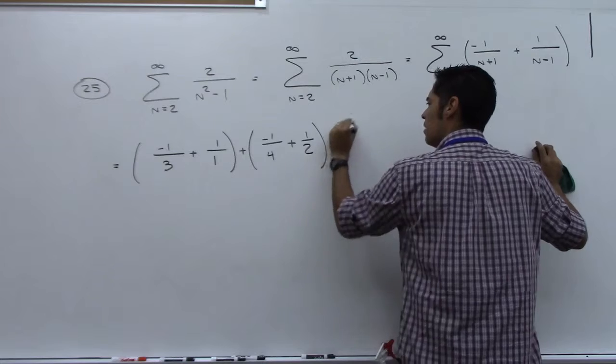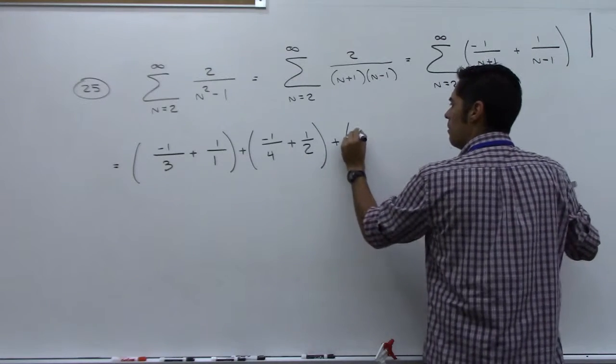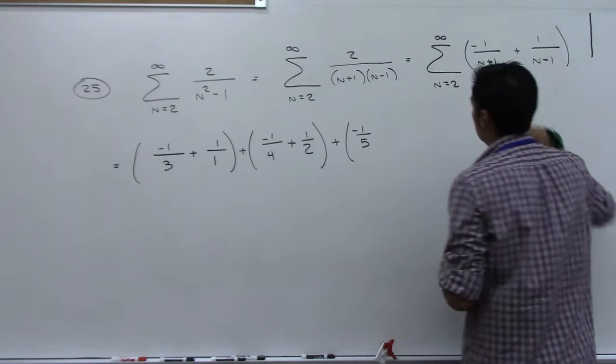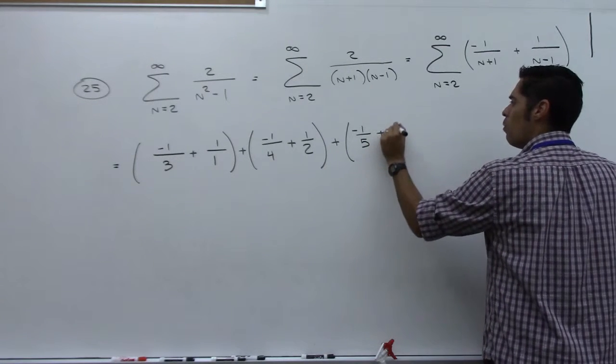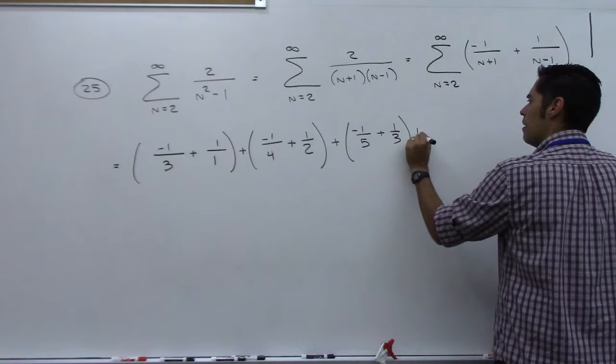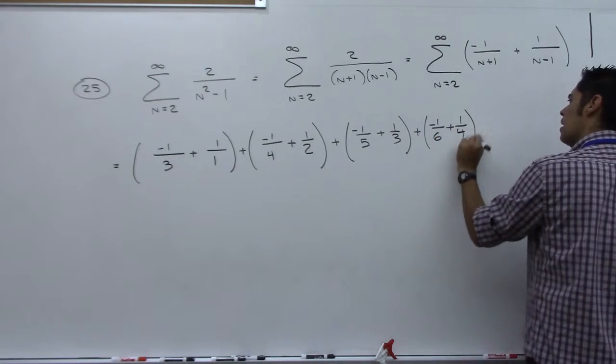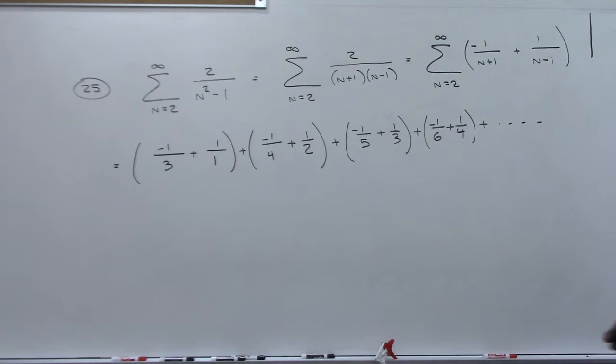And then plus the next one, -1 over 5. And then I get plus 1/3. And then plus -1 over 6 plus 1/4. And that's what keeps happening.